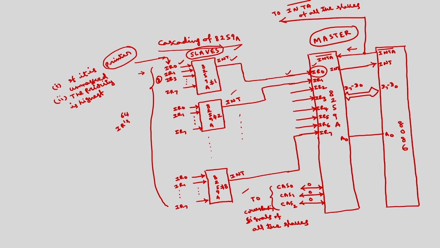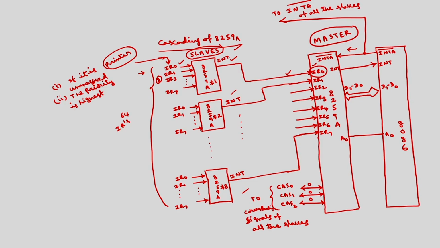So the first INT A bar cycle will be just neglected by the slave which initiated the interrupt request, whereas after receiving the ID of that particular slave on CAS 0 to CAS 2, the corresponding slave will respond to the second and third pulses of the INT A bar cycle. In the second and third, it will place the type of interrupt. Which type of interrupt you want to perform by using this IR 0? As I have told, there are 256 types of interrupts, so that corresponding information has to be placed onto the data bus.